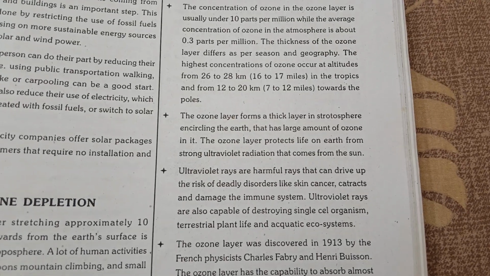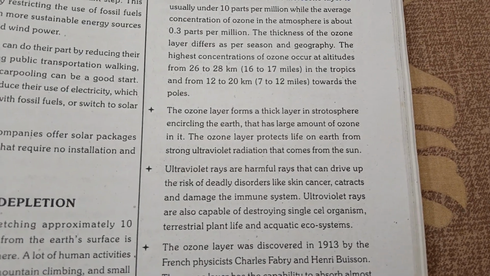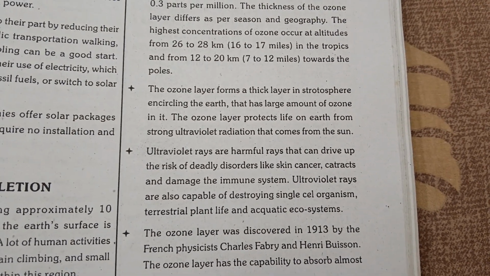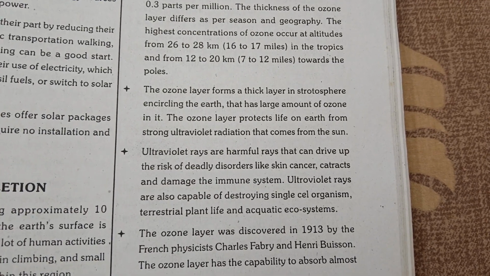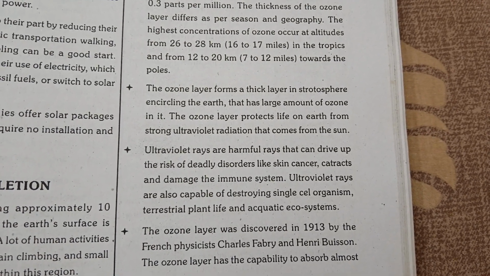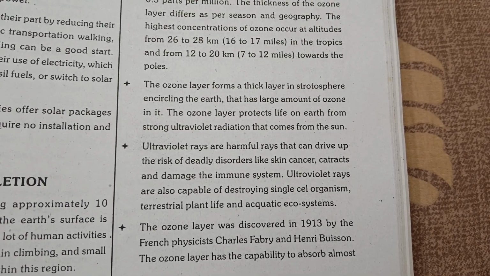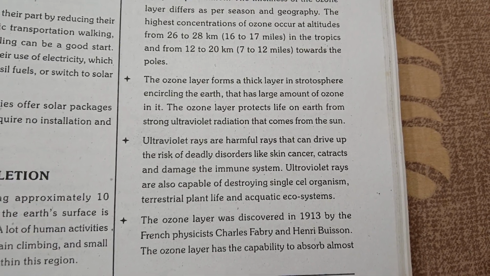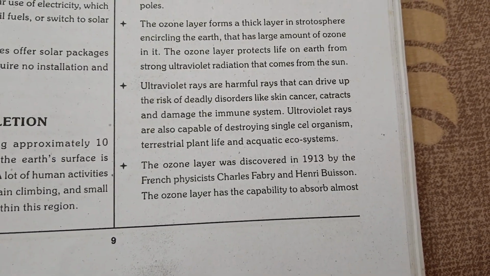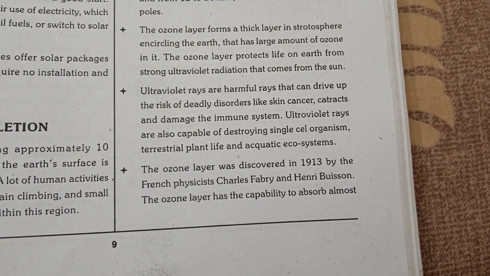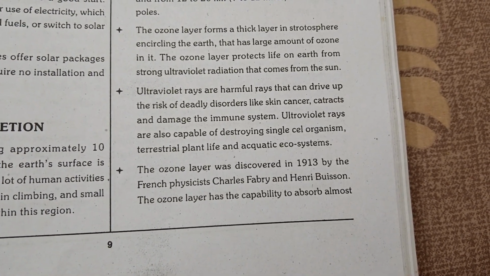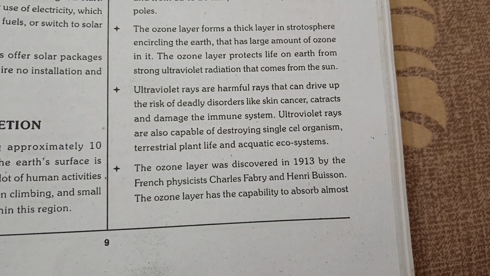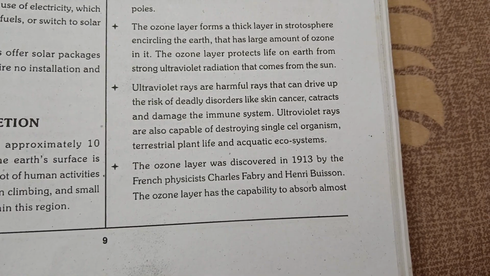The ozone layer forms a thick layer in the stratosphere encircling the earth that has a large amount of ozone in it. The ozone layer protects life on earth from strong ultraviolet radiation that comes from the sun. Ultraviolet rays are harmful rays that can drive up the risk of deadly disorders like skin cancer, cataracts, and damage the immune system.